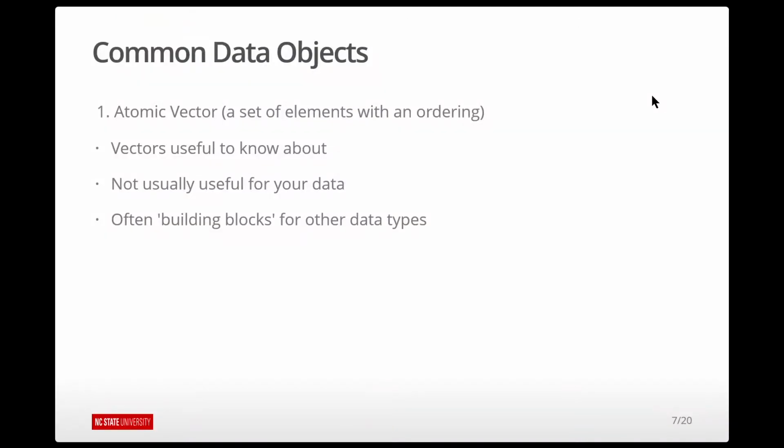Okay, so that's basically all we need to know at this point about atomic vectors. They are just a one-dimensional thing where you have an ordering, and everything within that vector needs to be of the same type. So either all numbers, all character strings, all logicals, that kind of thing. Now these are not generally going to be useful for your data because usually you have more than one variable that you want to care about with your data. So vectors tend to be thought of as making up, say, a matrix or a data frame. So each one of the columns would represent a vector. So they're really useful to know about. Really consider them like the building blocks for other data types.